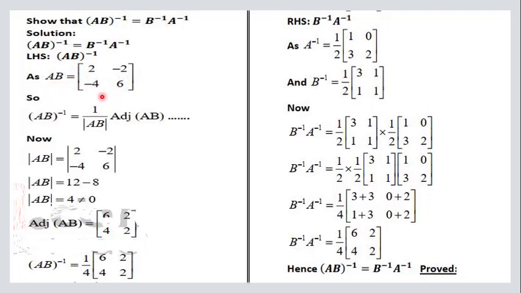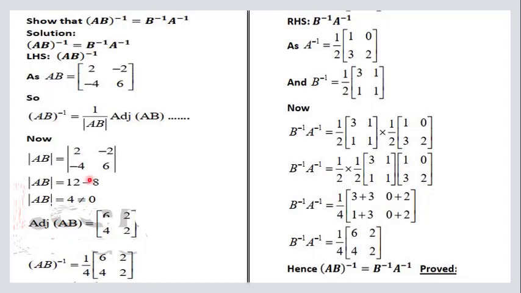Now we need to find the inverse of this matrix. So (AB) inverse is equal to 1 by determinant of AB, and then adjoint of this matrix AB. Again the procedure is the same. You need to find the determinant of the AB matrix. The determinant of this matrix is 4, which is not equal to 0, so the inverse is possible.